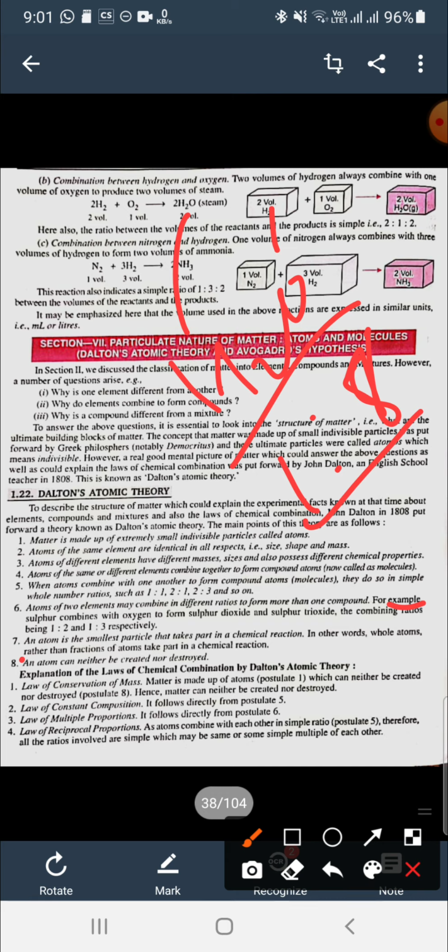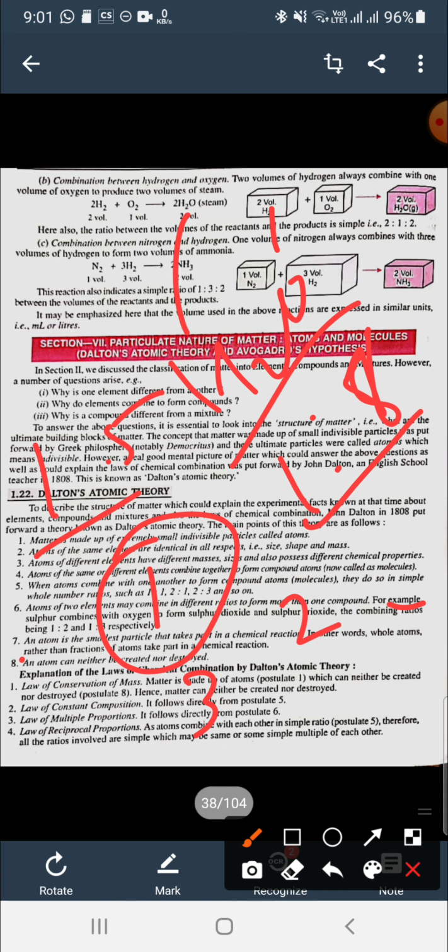The seventh point is that an atom is the smallest particle that takes part in a chemical reaction. In other words, whole atoms rather than fractions of atoms take part in chemical reactions. It means fractions of molecules cannot participate. Either one molecule reacts or two molecules, or three molecules. We cannot say that 1.5 molecules react or participate in a chemical reaction.